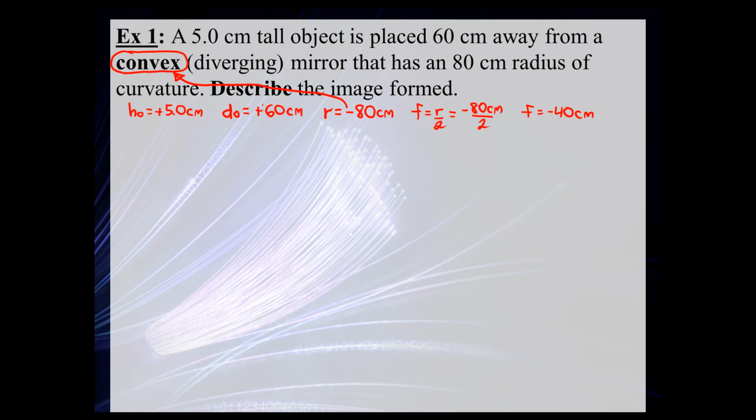Okay, now it says describe the image formed. To provide a proper description of an image, what I want to know is the type of the image. To figure out the type of the image, I can know whether it's a real or a virtual image if I just know the sign on di. So I want to calculate di. I also want to know the orientation.